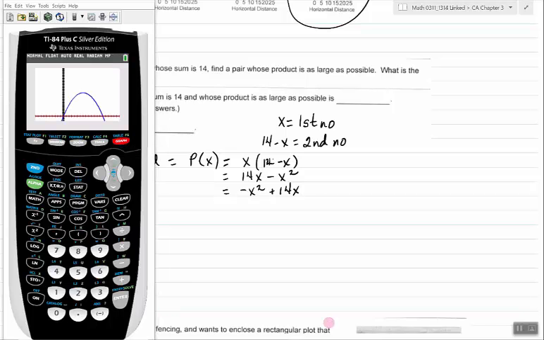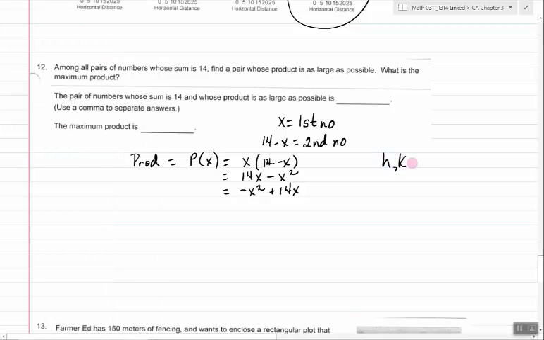All right, this is something that we really haven't seen before, but the vertex is going to give us an H, K. The H, remember, is X. K is Y, but in this problem, I'm not calling it Y, I'm calling it P of X. Right here. I didn't call it Y, I called it P of X. So when I get that vertex, I'm going to have the X number, and then I can find the second number, and I'm going to have the highest product you can get.